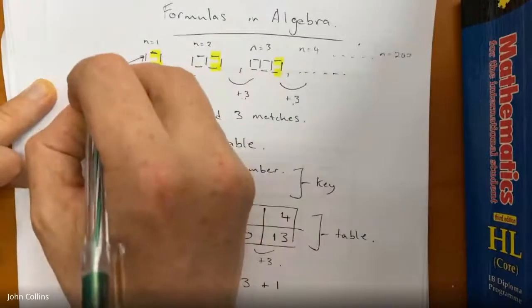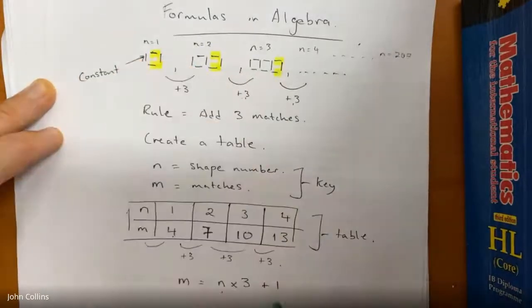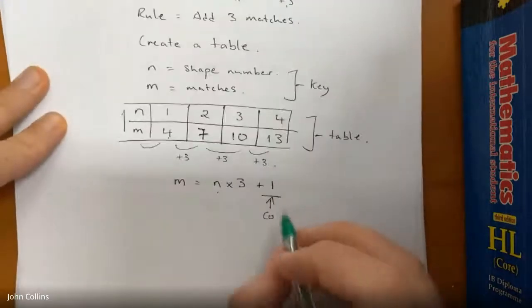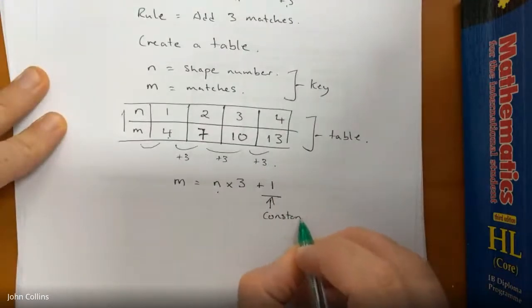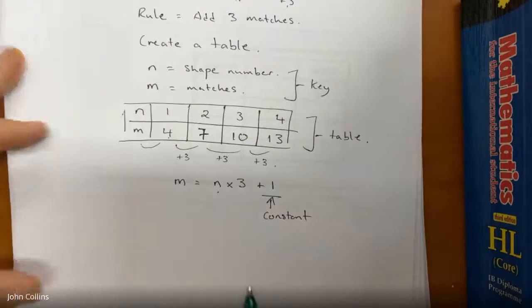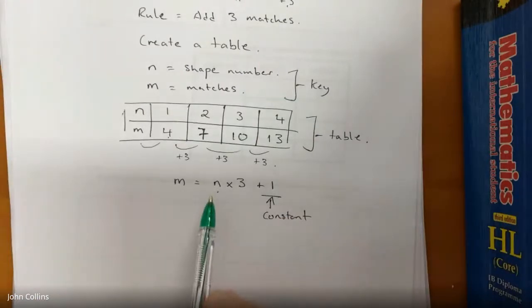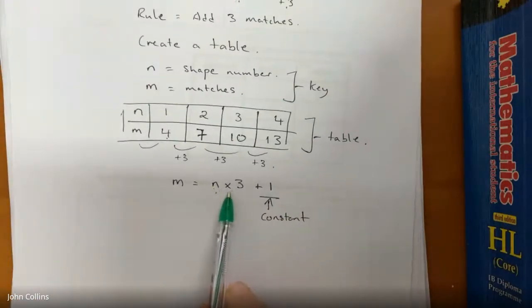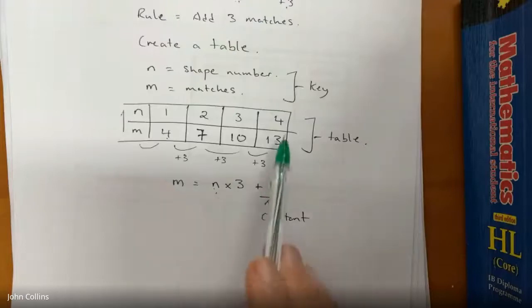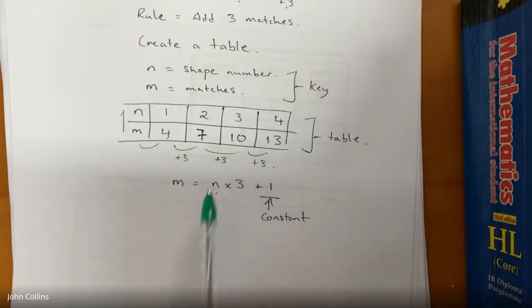That's called a constant. When you have a formula, this number here is called a constant in a formula. It's a number that doesn't change. You just add a 1 on every time. This changes with each term because n is different. The fourth term is when n is 4. The third term is when n is 3. So that changes. But 1 is always added. And that's called a constant.